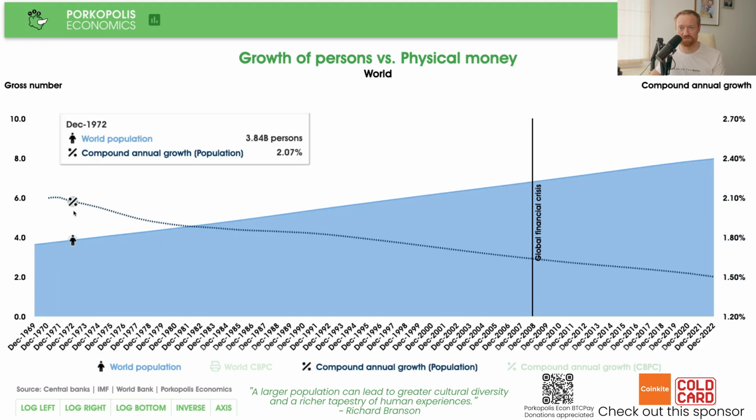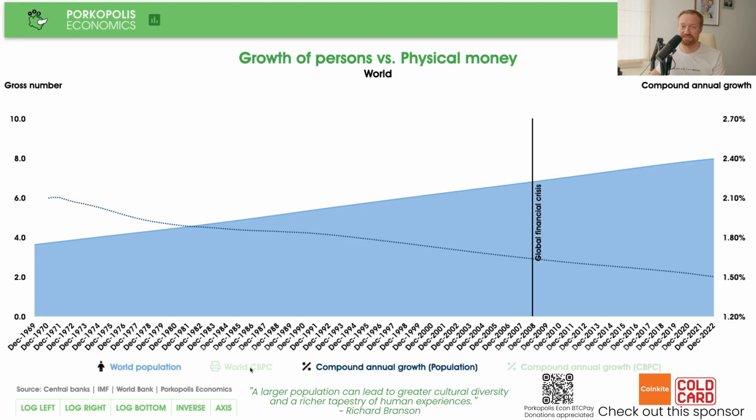It was 2% here in the 70s. Now it's only 1.5%, and it is decreasing. If we look at money, it's a little bit of a different phenomenon. So now I'm going to put up world CBPC.